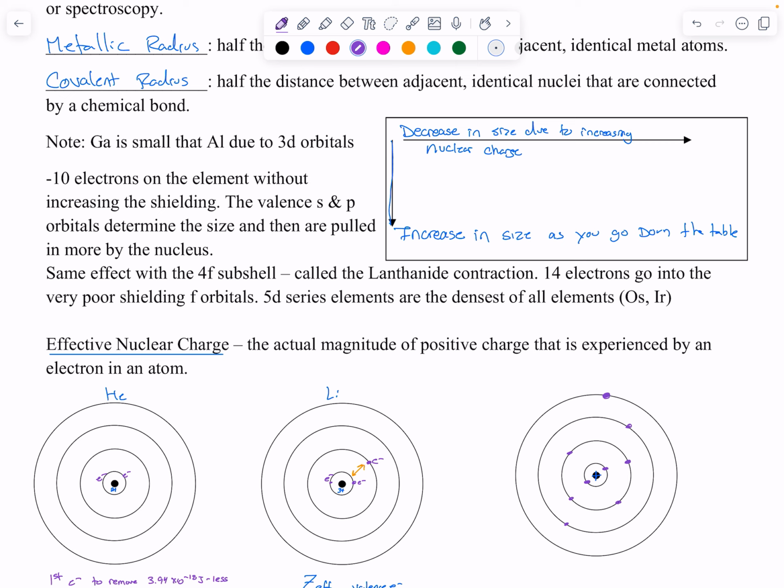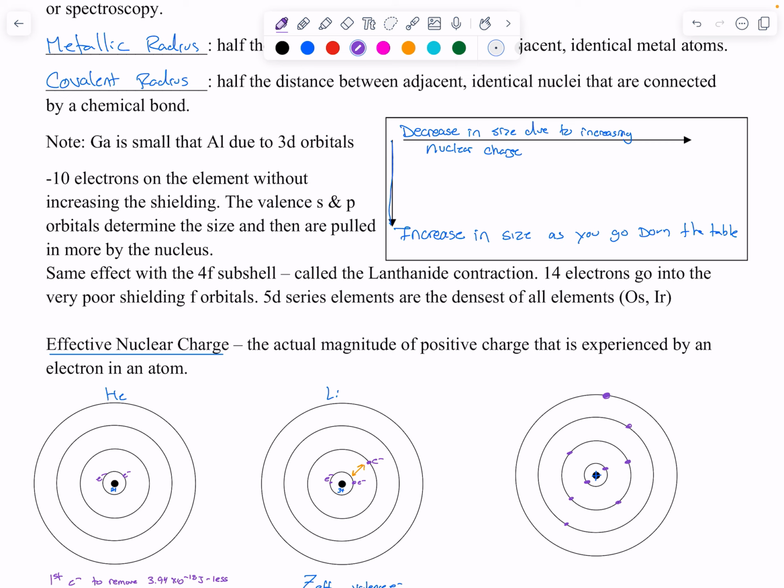Because the valence s and p electrons and orbitals determine the size and are pulled in. Because of some things that happen in the d's and the f's, there's some changes. I want you to note that. If you ever looked at a chart of atomic radii and noticed some weird things, this explains some of them. So that's kind of what's going on.